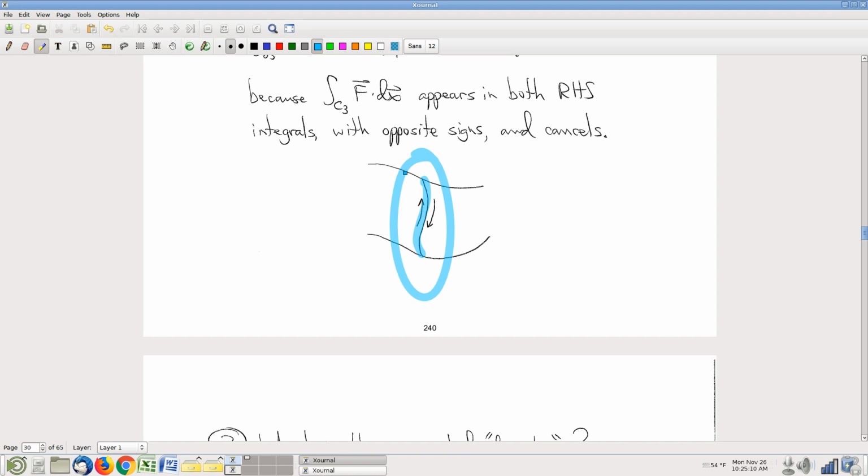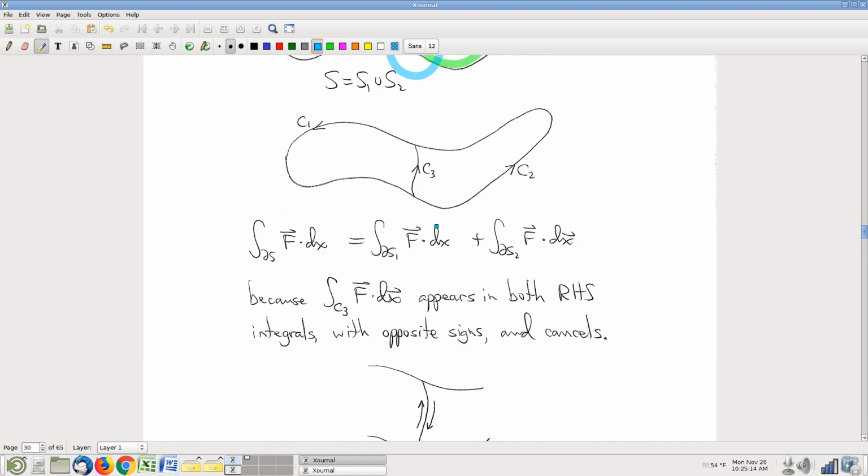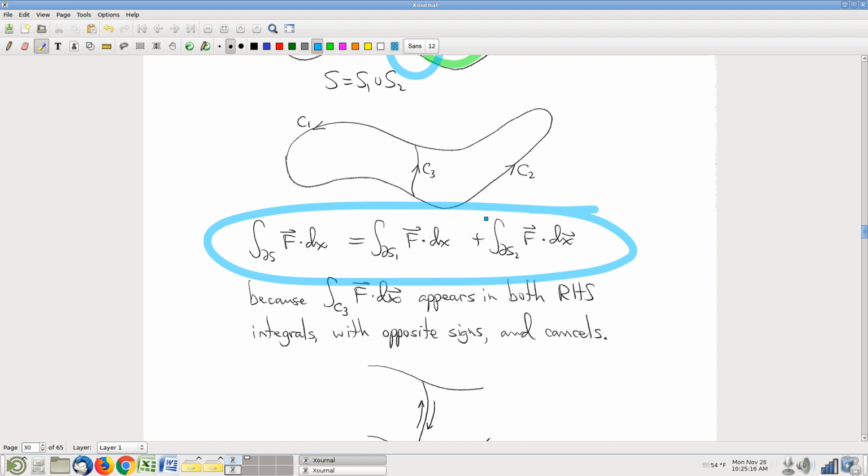Okay, so very, very similar to the argument for Green's theorem. And the result, again, is that these boundary circulations accumulate.